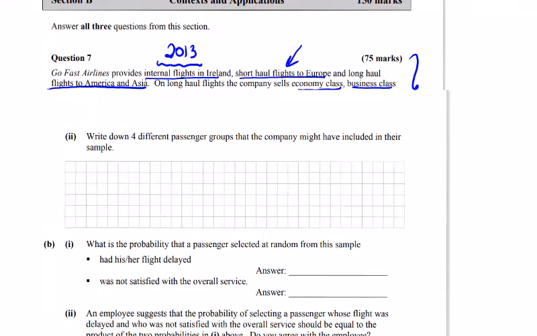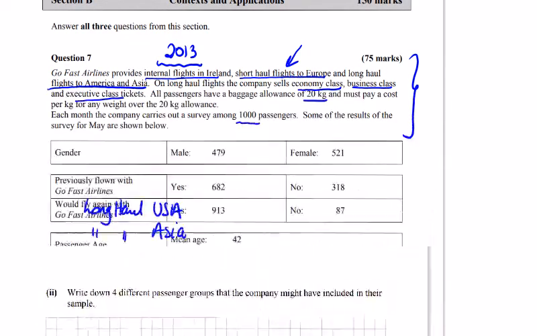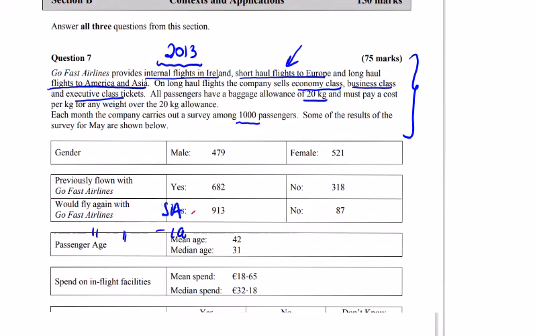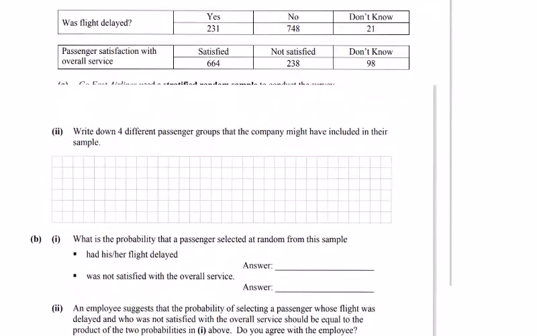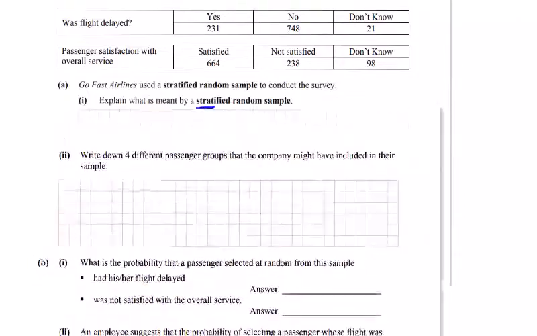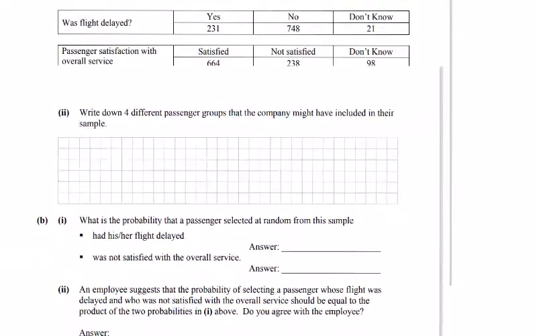What's the probability that a passenger selected at random has his flight delayed and was not satisfied? So flight delayed and not satisfied. Flight delayed, not satisfied. Down the bottom here. What's the flight delayed? And this is just the probability. So flight delayed, yes, 231 out of 1,000. Not satisfied with overall service, 238 out of 1,000.